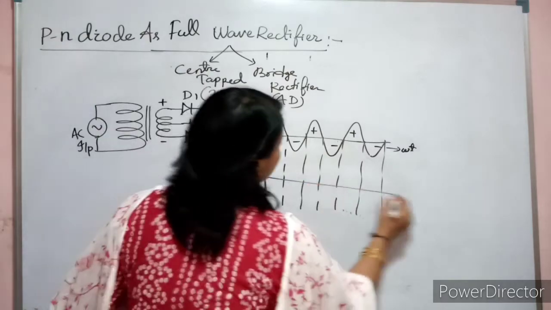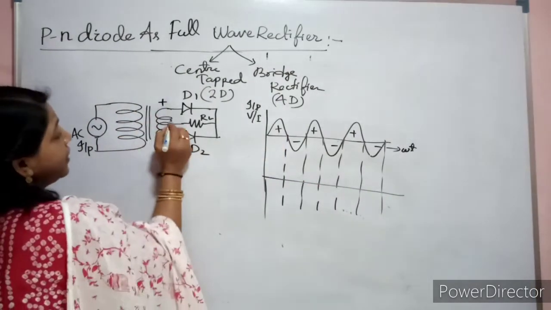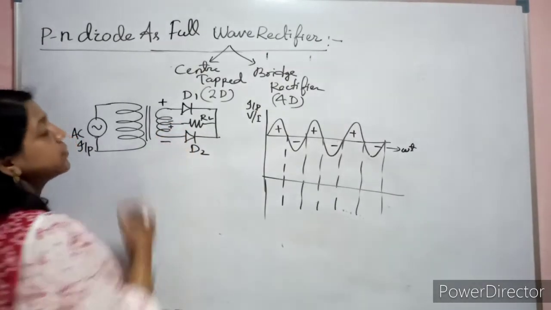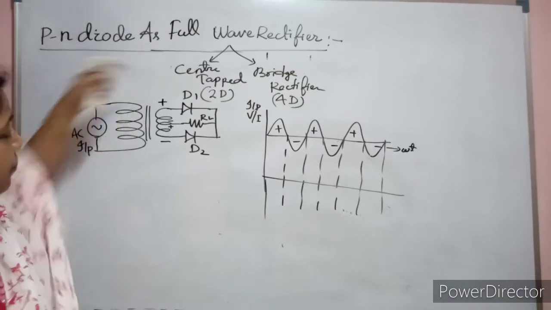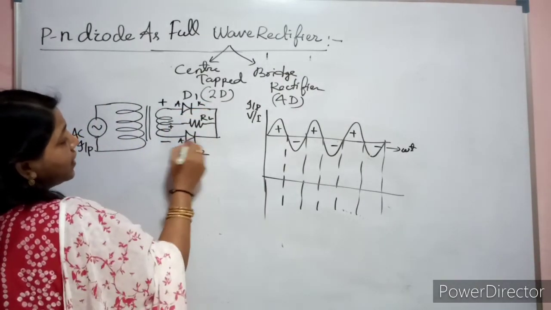This is the input you are taking. Now, when you are giving positive with respect to this, here it will also be positive, negative, again positive, negative. Now, you can observe carefully. This is your anode, this is your cathode. Anode means positive, cathode means negative.